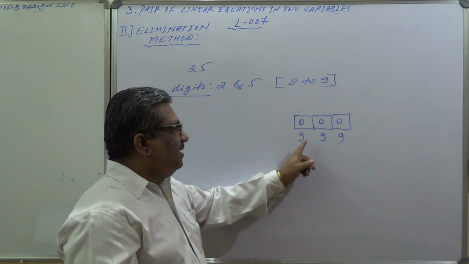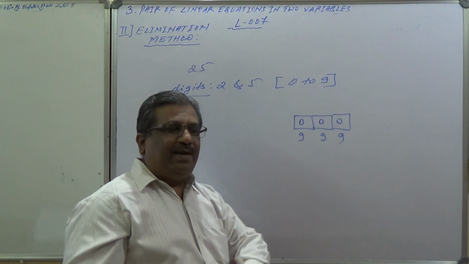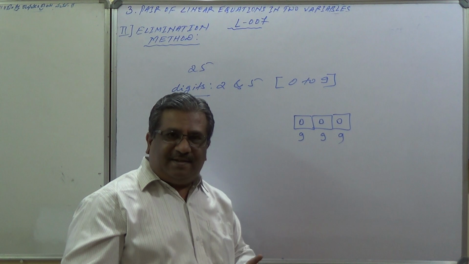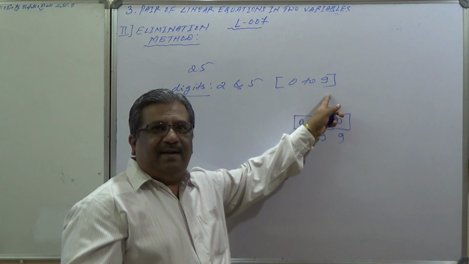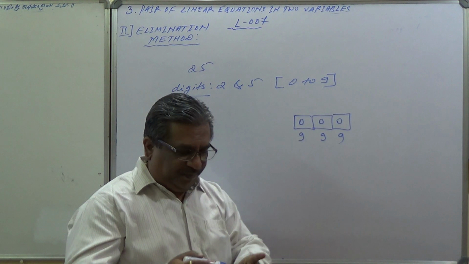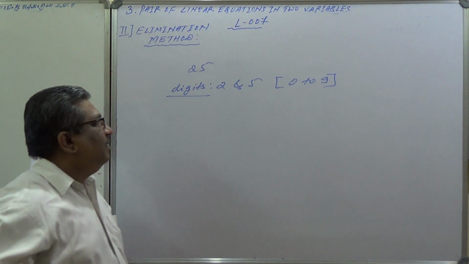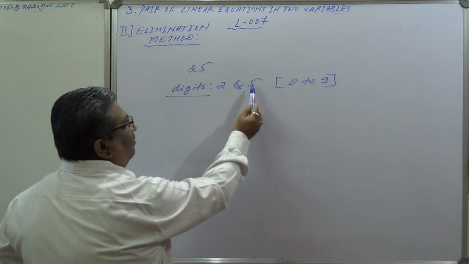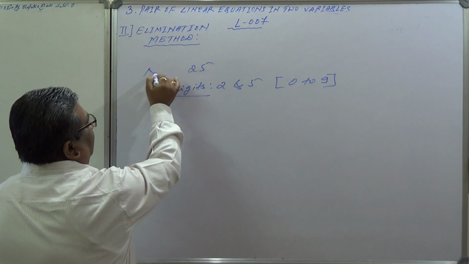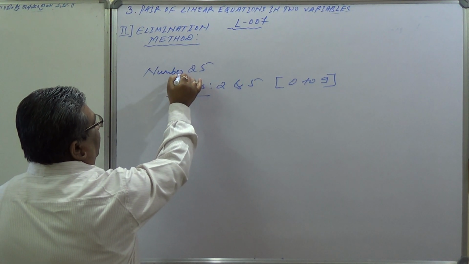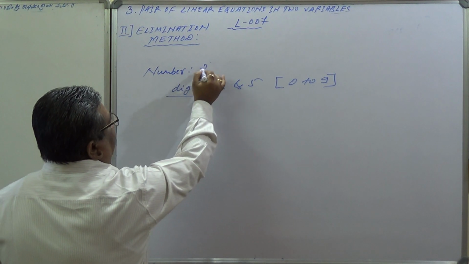The maximum highest number that you get over here is 999. The least number is 000. Isn't it? Therefore, what are digits basically? 0 to 9 represent digits. Here, 2 and 5 are the digits. 25 is the number.